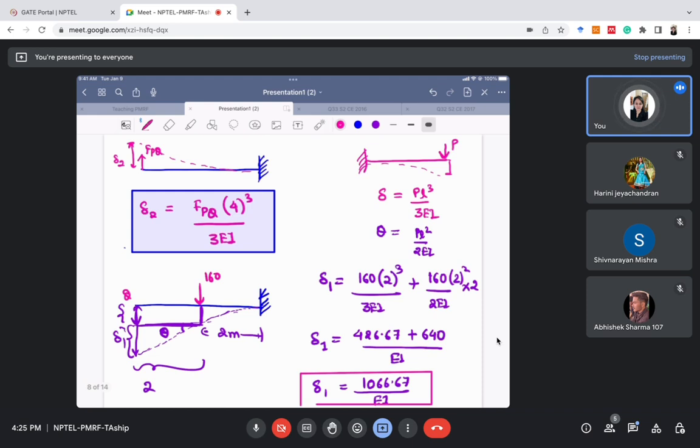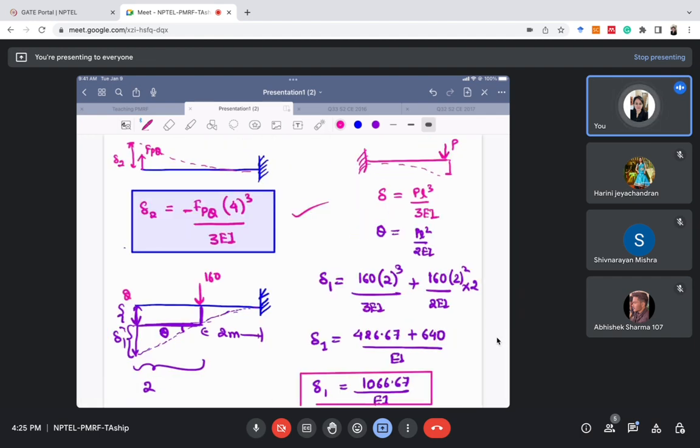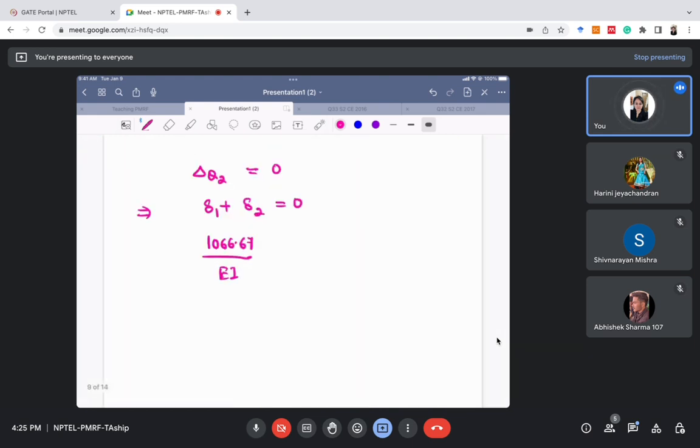And what is delta 2? Delta 2 is this. So this delta 2 is in upward direction. If you see, this is in upward direction, so I'm putting negative sign here. This is downward deflection I'm taking as positive, and upward deflection is negative. So it's minus FPQ 4 cube divided by 3EI equal to 0.